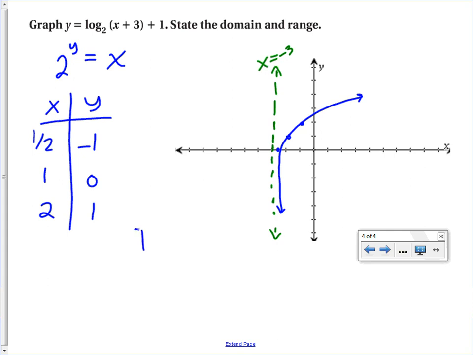Our domain for this is based on the asymptote here. x is greater than -3. The range for this function is still all real numbers. It goes up and down forever in both directions. And that's it.